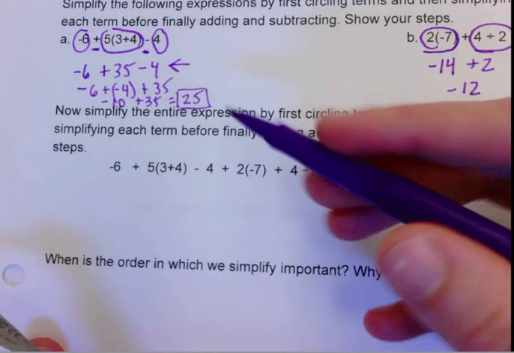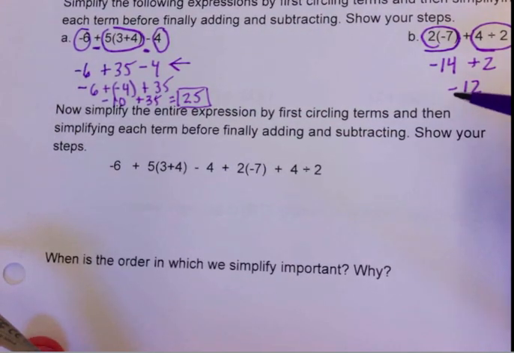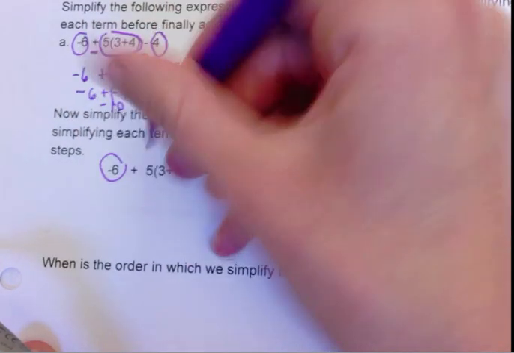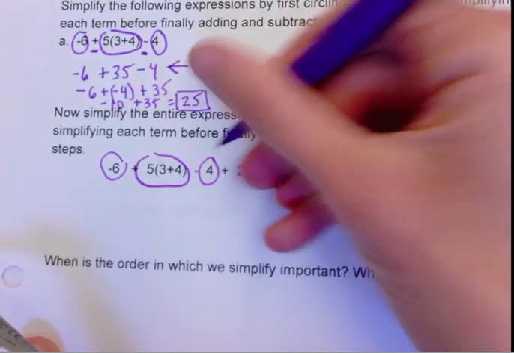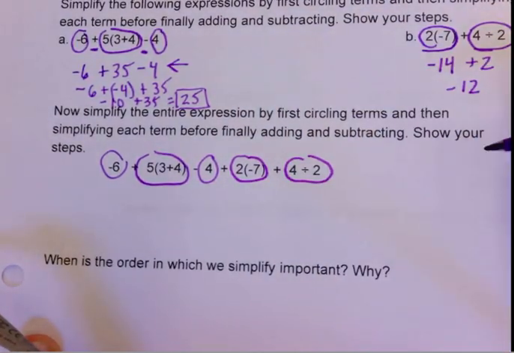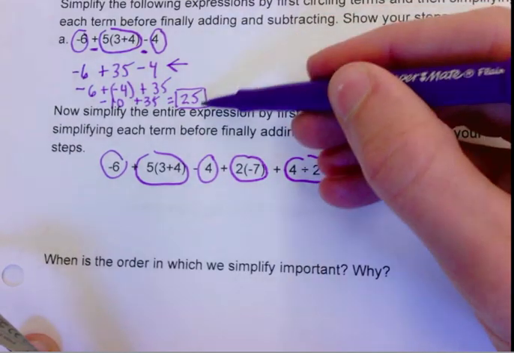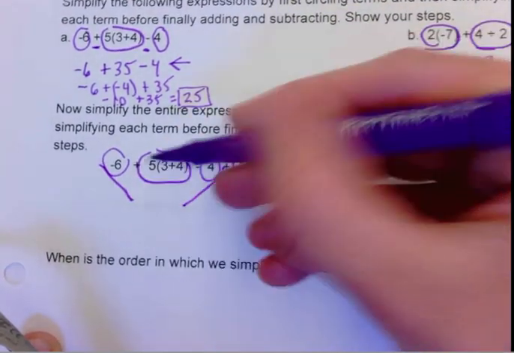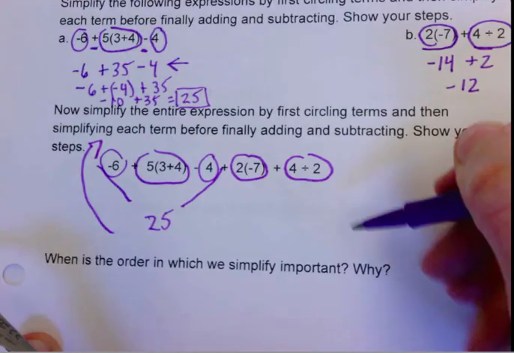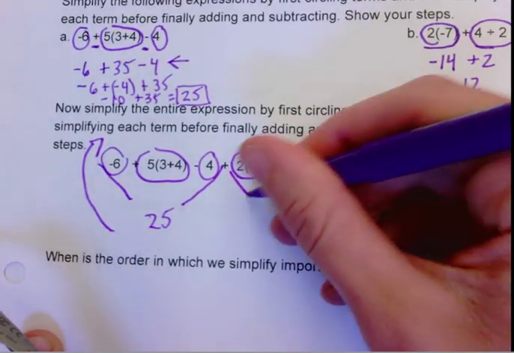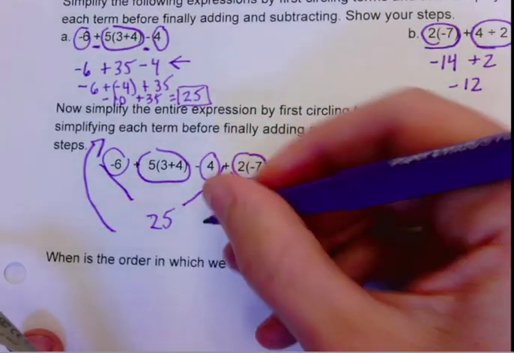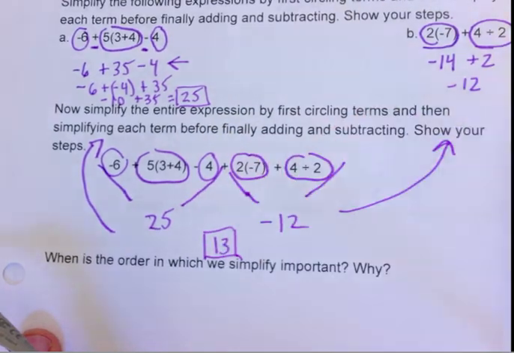Now, the second part is kind of what we did above, so I'm going to skip over this a little bit. It says, now simplify the entire expression by first circling terms and then simplifying each term before finally adding and subtracting. Show your steps. So let's circle the terms. Anything that isn't separated by a plus or minus, and we'll notice there's 5 terms here, so we simplified 3 of them in that first step. These 3 simplified to 25, and these last 2 simplified to negative 12, and I'll draw an arrow up here. So then we just have 25 minus 12, which equals 13, which we found up above in the previous video.